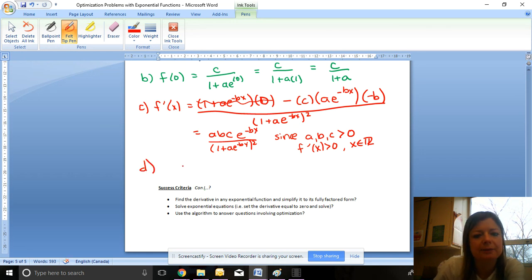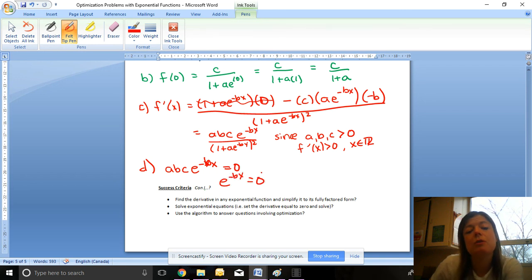Finally, part D. Prove there are no critical points. If you set this derivative equal to 0, that's the same thing as setting the numerator equal to 0 and trying to solve, because if you cross multiply, the denominator goes away. There's no solution to this. You can divide out a, b, c, so then you get e to the negative bx equals 0. There is no solution to this because this is an exponential function, so it has 0 as its asymptote. So this does not exist, therefore no critical points.